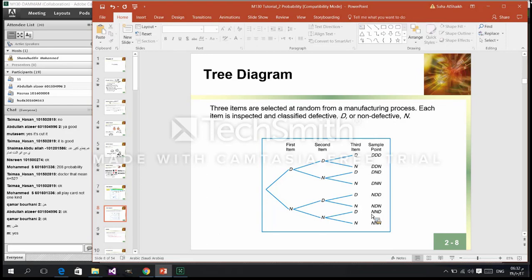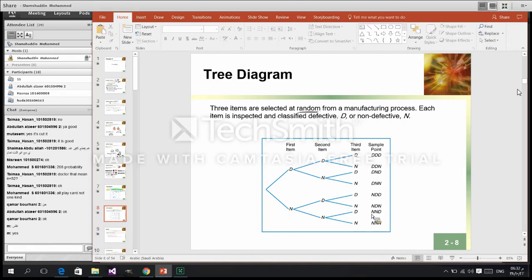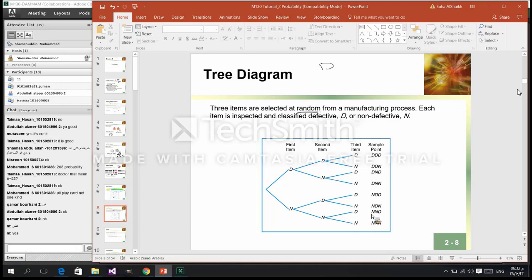Now this table here: I am in a factory, and they have items in a box, for example. They are selecting randomly one item, writing D if the item is defective, and writing N for non-defective items. I'm choosing 3 items, so I'm doing this three times. For the first item, it's going to be defective or non-defective, D or N. And the second time when I choose an item again, it's going to be defective or non-defective.